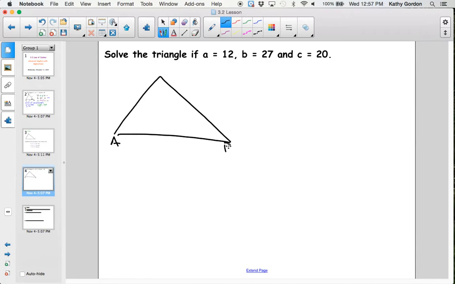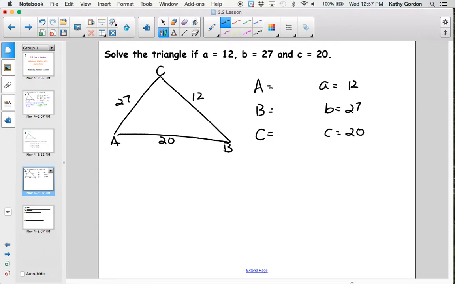So we still need to set up angles A, B, and C, even though we weren't given an angle, because it's based on those that we end up knowing which side is which. So side A is going to be 12, side B is going to be 27, side C is going to be 20.